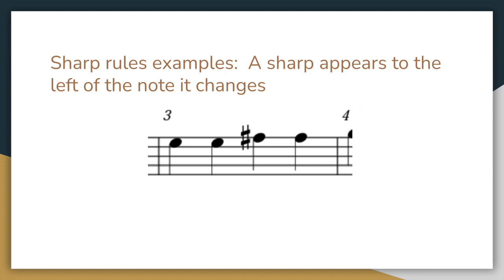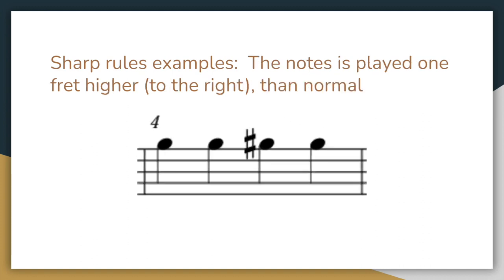Okay, so again, I'm going to show musical examples now of each one of the rules. When it says a sharp appears to the left of the note it changes, we can see the sharp on the left-hand side of that F note, and then the following note after will be changed. Okay, next rule. The notes are played 1 fret higher, to the right, than normal. So we see here, these are 1st string 3rd frets. The sharp has not occurred yet in the measure, so those are unaffected by the sharp. But now as soon as we add the sharp, it becomes 1st string 4th fret.